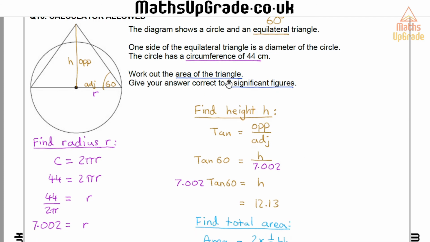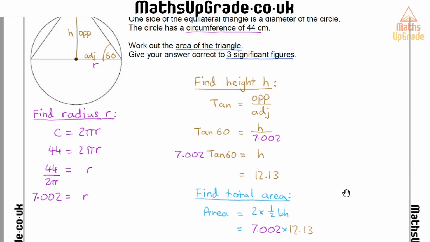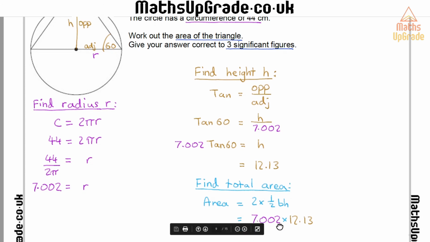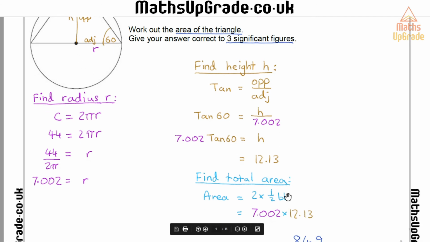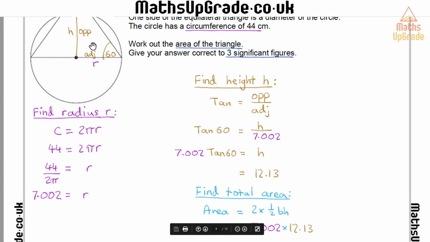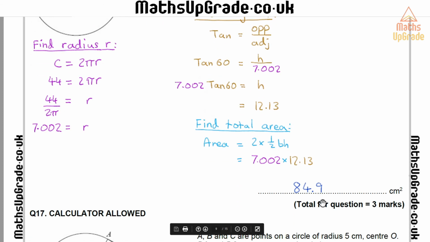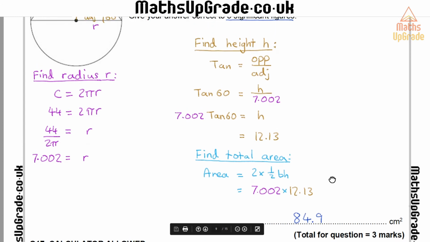Now to find the area of the triangle, I can quite simply do base times height divided by 2. I can apply that to this small triangle here, and then I can just double it because these 2 triangles are equal to one another. So base times height divided by 2. The base is 7.002, that's the radius there. The height is 12.13, and then if I double that for both triangles, I get 84.9 centimeters squared.